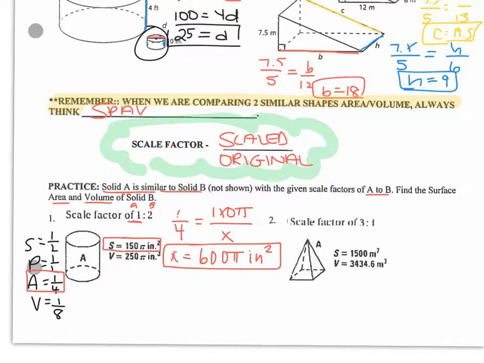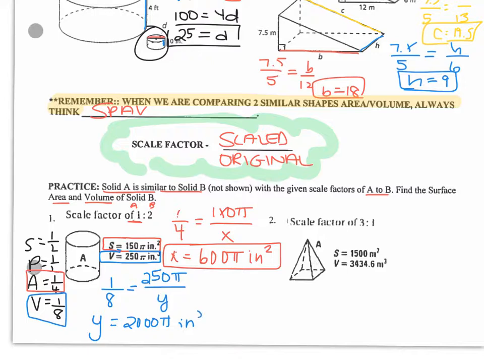So now I want to find volume. What ratio do I start with? I start with the volume ratio. So 1 over 8 equals 250 pi, except I wrote 200, let's change that. 250 pi over, I'll say y since I already used x. Cross multiply, y equals 2000 pi. Since y is my volume, units are inches cubed. I'm finished.